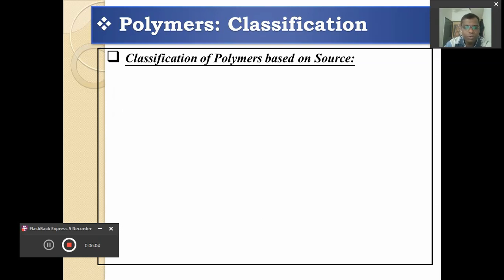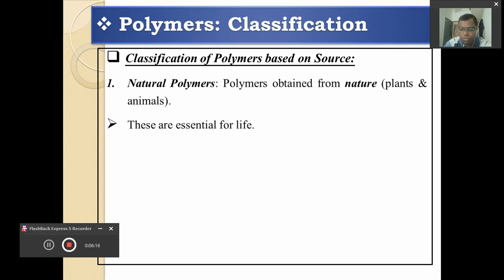So already we got a clear idea in short about the classification of polymer based upon the different criteria, and the first classification is based on the source of the polymer, how the polymers are obtained. Based upon that method, based upon that process, these polymers are classified into different types, and you know very well, based upon the source, the first type of polymer is called the natural polymer.